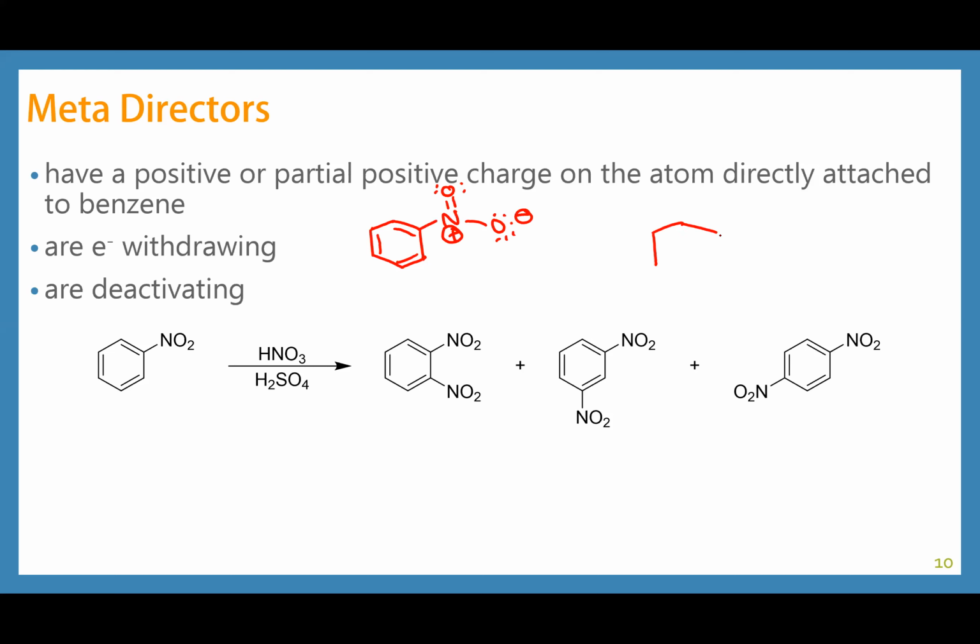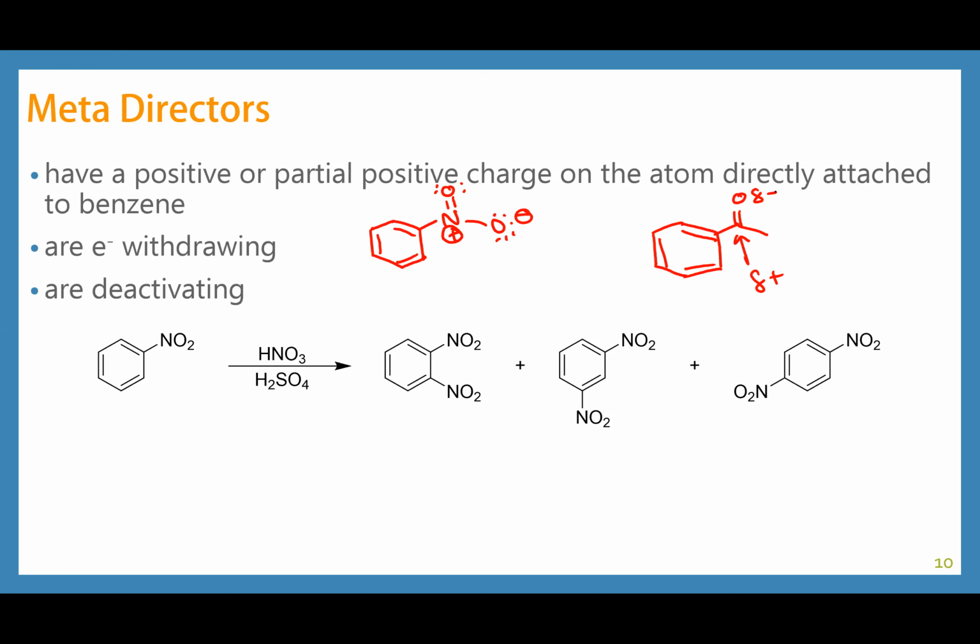That's also why anything that has a carbonyl, if it's attached to the benzene by the carbonyl carbon, we know from previous chapters that that carbon has a partial positive and the oxygen has a partial negative. That means that the atom directly attached to benzene is partially positive. So that's going to make it a meta director. Does that make sense? Yes. Cool.